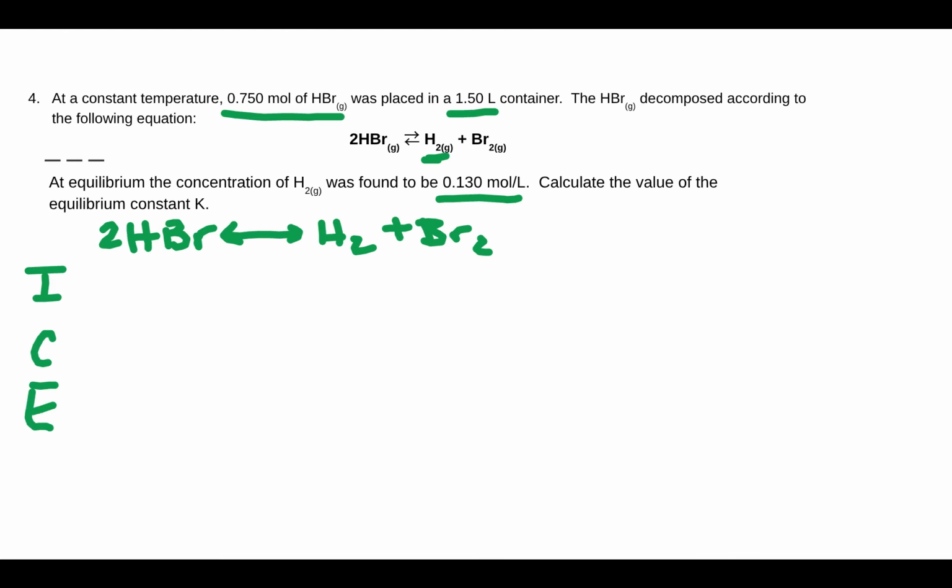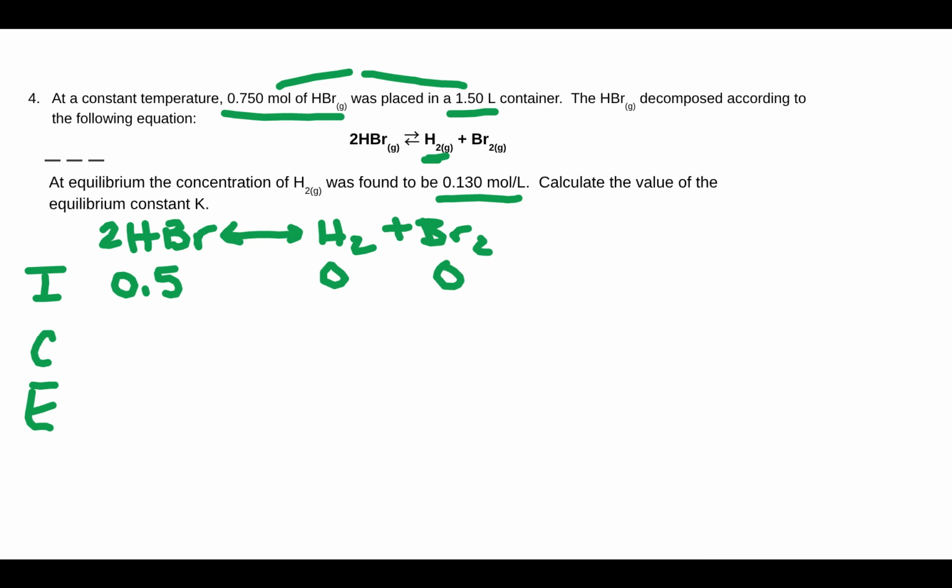I is for your initial concentrations. So if we have the moles and we have the liters, we can divide it. So 0.75 divided by 1.50, and that will equal 0.5 moles per liter. Initially, they're not talking about hydrogen or bromine, so we can assume those are going to be 0.